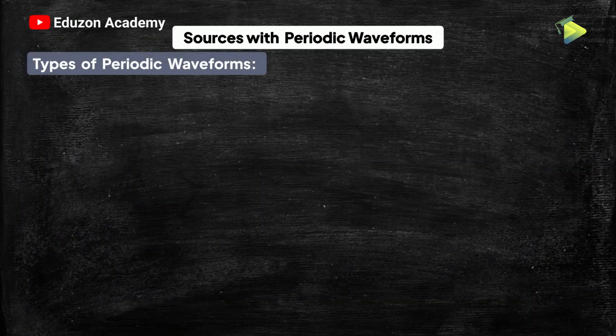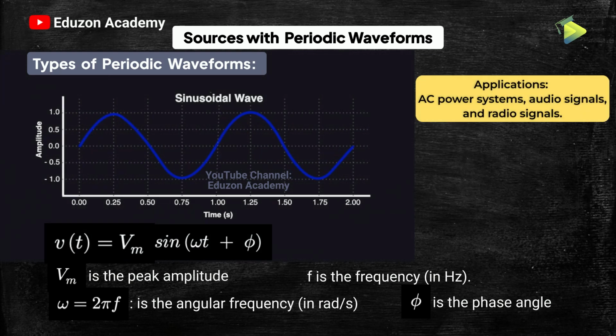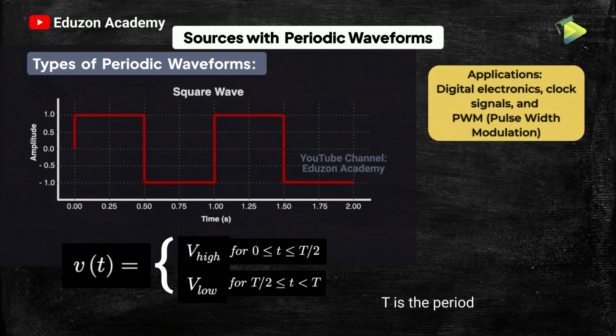Types of periodic waveforms. Periodic waveforms can take several forms, each with distinct characteristics. Sinusoidal. The most common and fundamental type of periodic waveform. It smoothly oscillates, following a sine function. It is characterized by a smooth and continuous wave. Mathematical representation of sinusoidal wave is done through this equation.